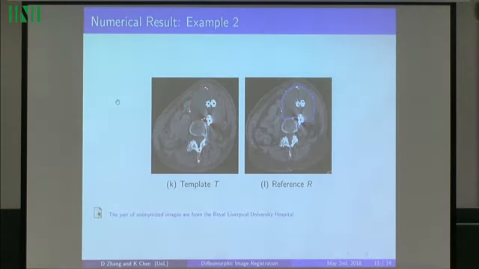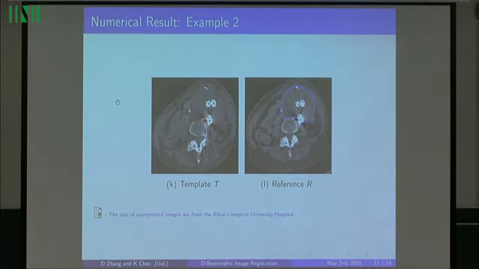And this is a pair of anonymized CT images from the Royal Liverpool University Hospital. Here we want to compare the changes of our interested regions of abdominal aortic aneurysms with stents inserted inside them. And here a small white region on top of images helps us to find the correct slice to compare.